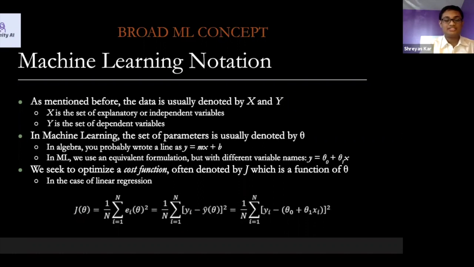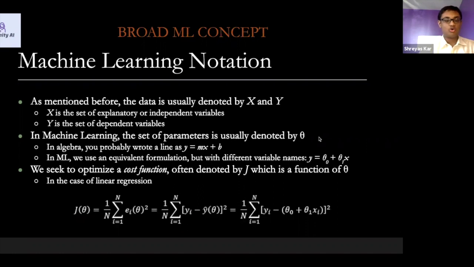And in machine learning, the set of parameters is usually denoted by theta. In the past, I've said the parameters were this M and the B. But in machine learning terminology, instead of writing the equation as y equals mx plus b, you write the equation as y equals theta 0 plus theta 1x. These two equations are basically equivalent to each other, except instead of m, we use theta 1, and instead of b, we use theta 0. And now we call theta equal to theta 0 and theta 1, so theta is just a set which has theta 0 and theta 1 in it.